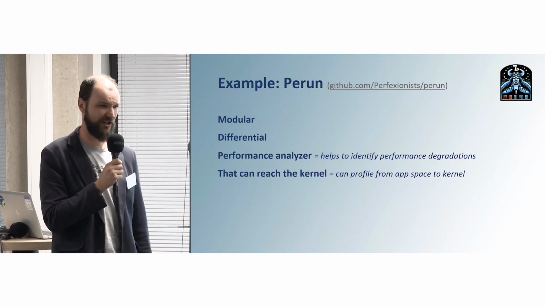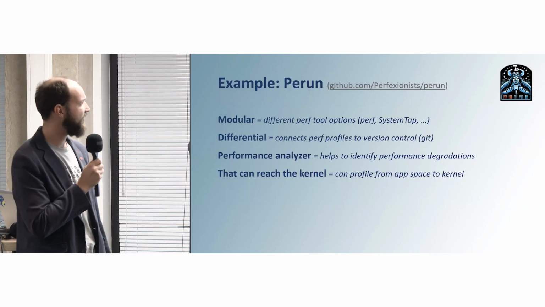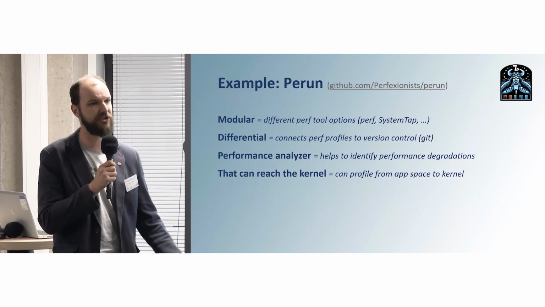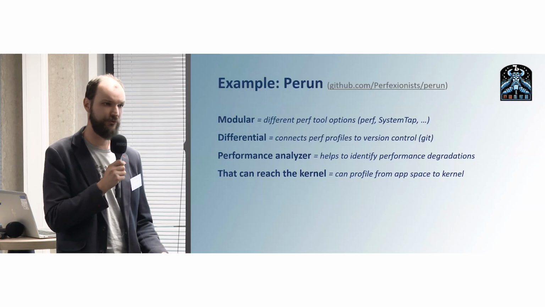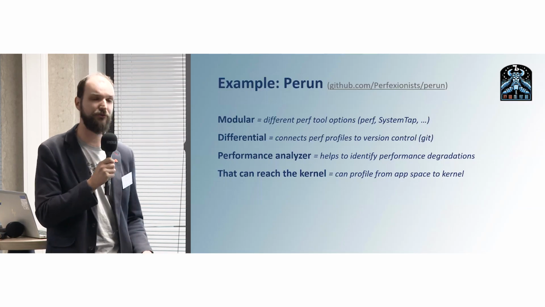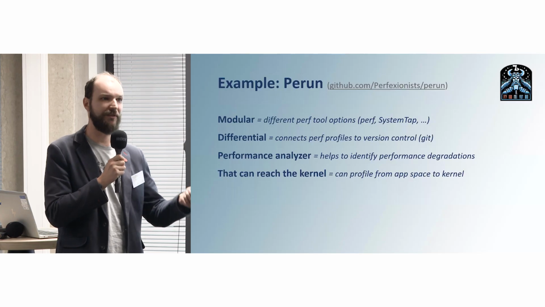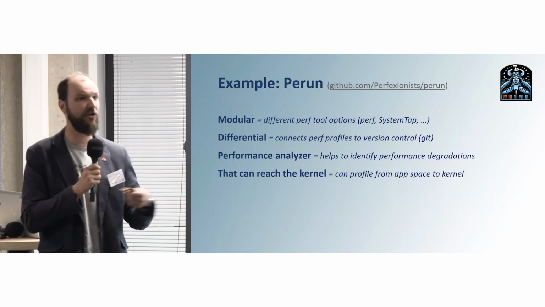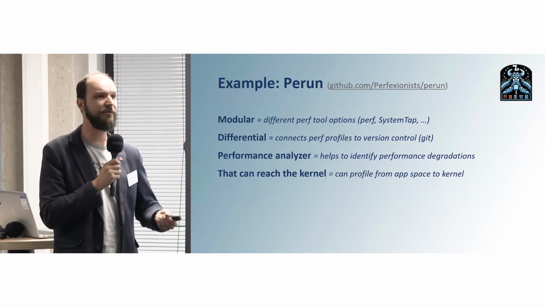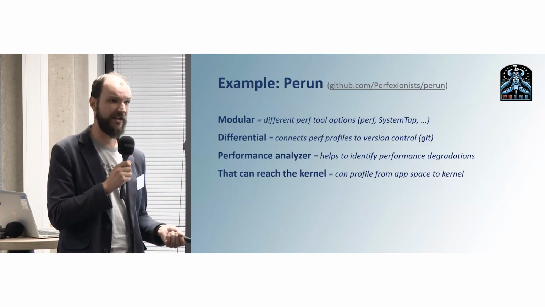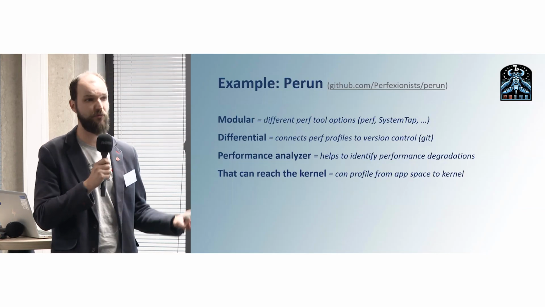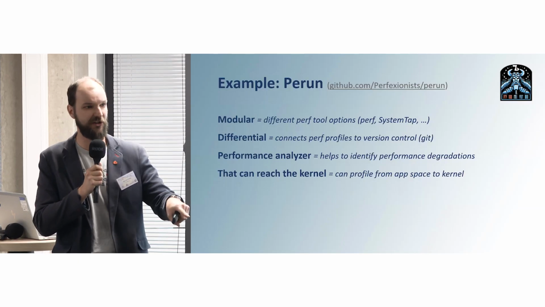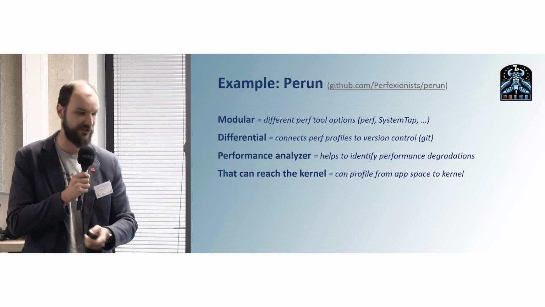Now, modular and differential. It's modular in a way that there are different options for the actual performance tool. You can use perf, you can use SystemTap, instrumentation, whatever fits you, you can plug into Perun. And it's differential because it connects to version control. So you have multiple Git versions of the same software, and you're running performance profiling over the different versions and comparing those to be able to find the performance degradation. So ideally, with the Git information, it's kind of white box profiling, you can say, oh, there's degradation, and it's this commit within this function, within this line, because you can do it differentially.